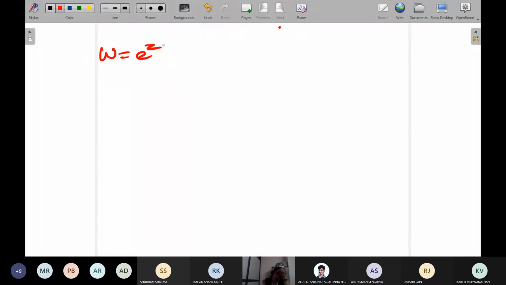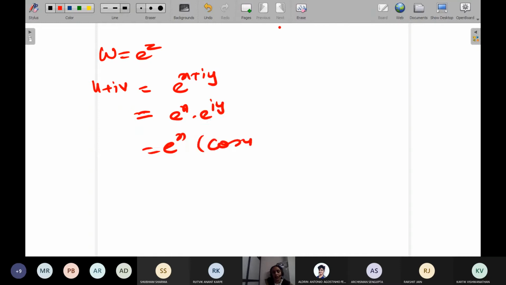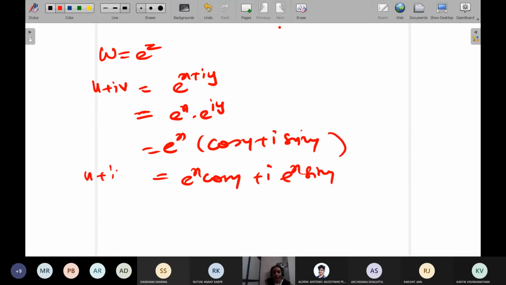Okay, so as usual, what you have to do is find the transformation equations. To find them, you replace W by U plus IV and Z by E power X plus IY. This you can split as E power X into E power IY. So what is E power X into E power IY? So cos Y plus I sin Y. Now you can split this as E power X cos Y plus I into E power X sin Y. Now this is U plus IV. What are the transformation equations? U is equal to E power X cos Y and V is equal to E power X sin Y.